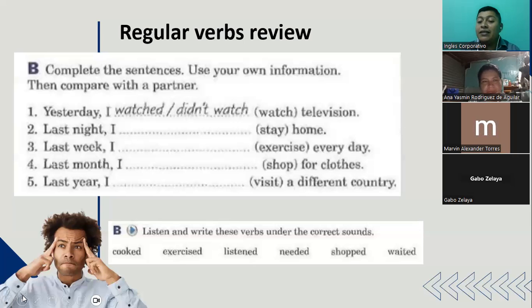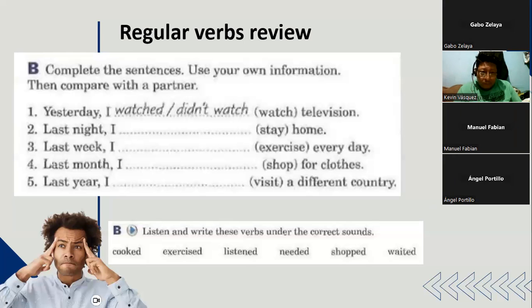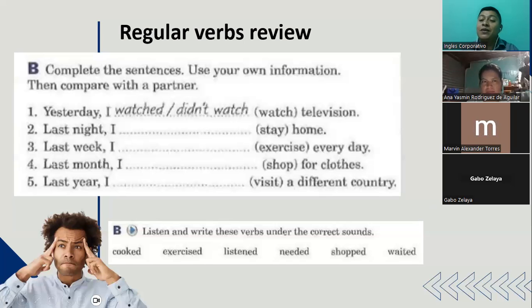Okay, let's start with... Who wants to start? Any volunteer? Just a volunteer, please. Just one. Tell me sentences in simple past about these activities. Watch television and stay home. Exercise every day. Shop for clothes. Visited a different country. Oh, just one volunteer to start. Well, then I'm gonna choose somebody.